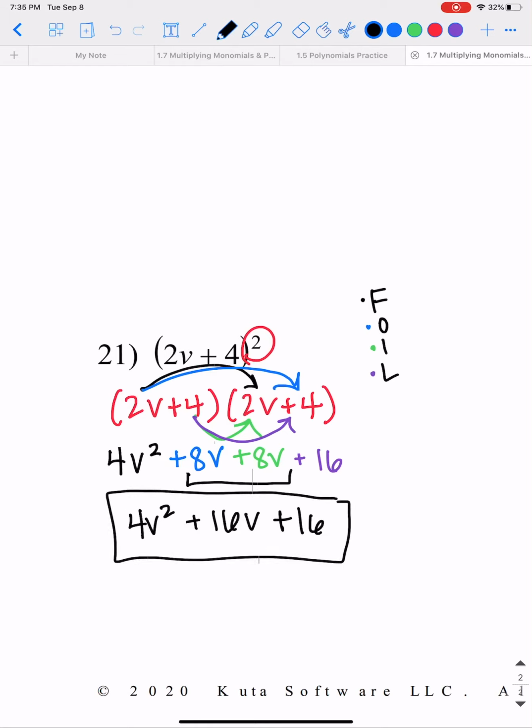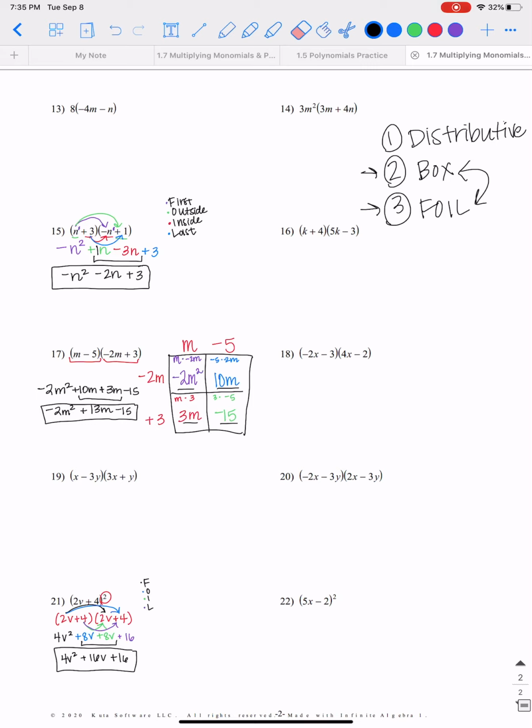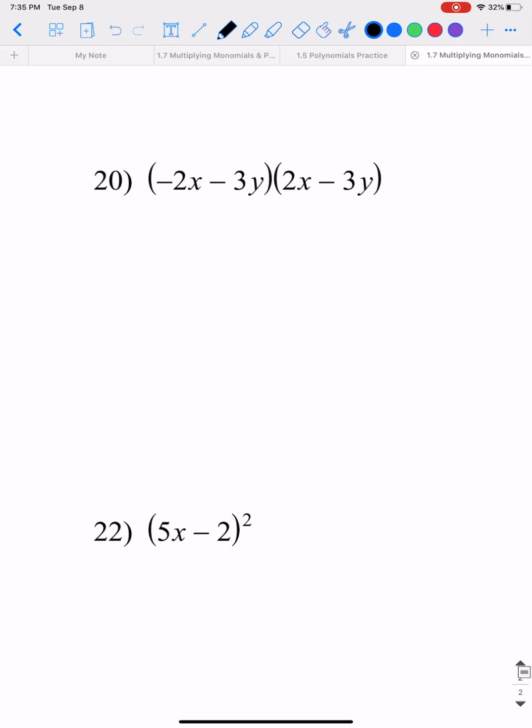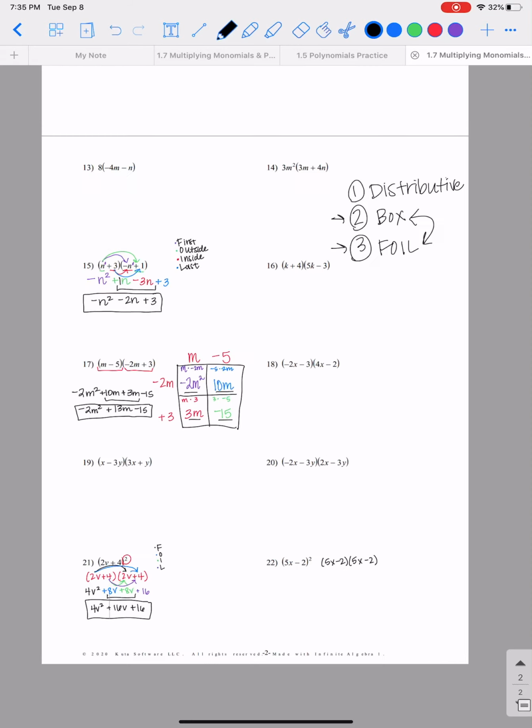And again, you could have done whatever method you prefer for that type of problem. And number 22 would be the exact same way. So write out your term 5x minus 2 squared as 5x minus 2 times 5x minus 2. And then you can use one of our distributive methods to help you solve.